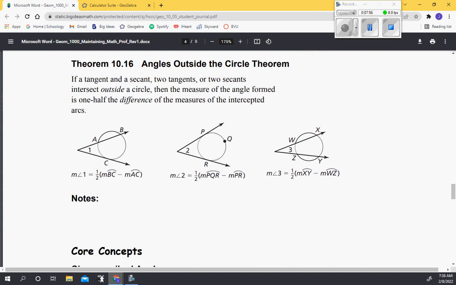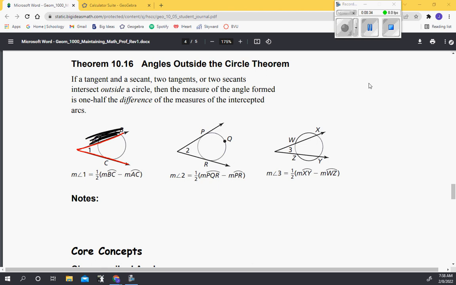Okay, more theorems. Let's talk about this first one on the left. Notice the difference between these three. Let's see, measure angle 1. Angle 1 has one line going through the circle and one line that is the tangent of the circle. To find measure of angle 1, you don't deal with anything outside the angle. You can basically ignore it.